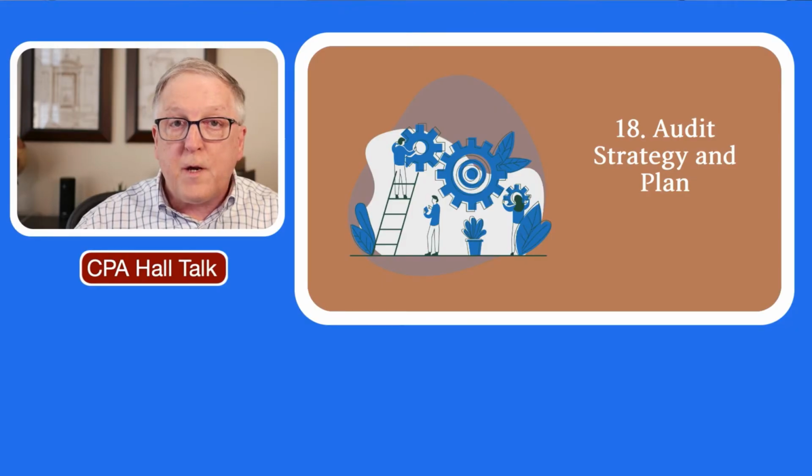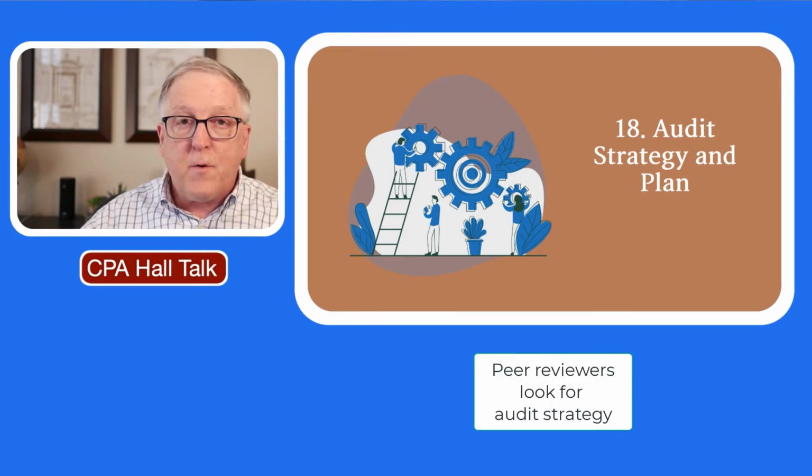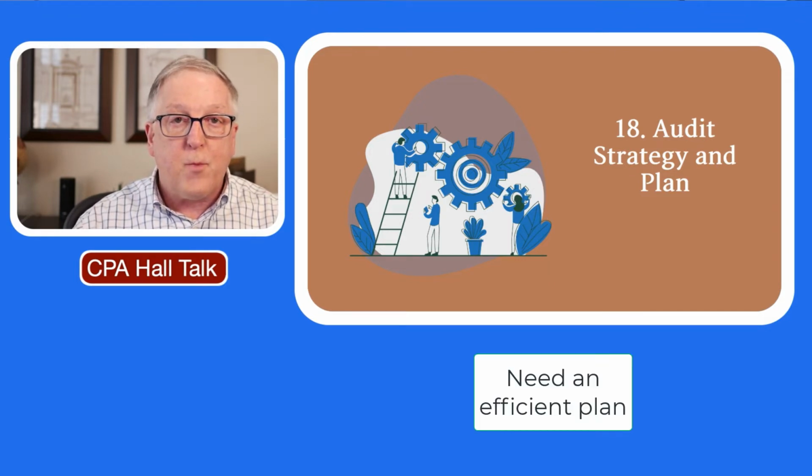So here we are in Chapter 18, and I'm going to show you what you need to document in your audit strategy. One of the things that peer reviewers look for is whether or not you've documented this part of the audit. More important than peer review is that you have an appropriate plan that allows you to execute your audit, to get it done the right way, to get it done efficiently.